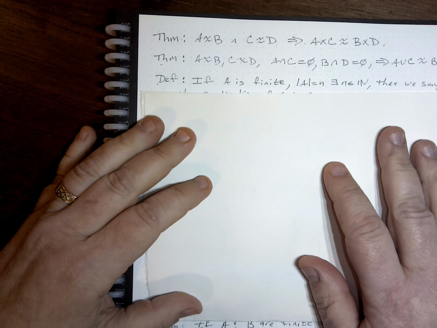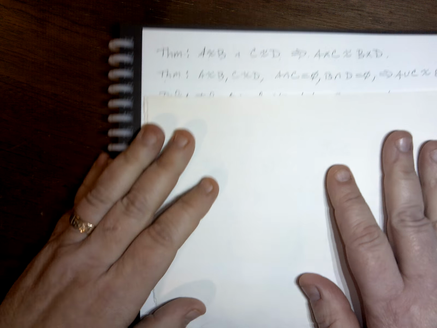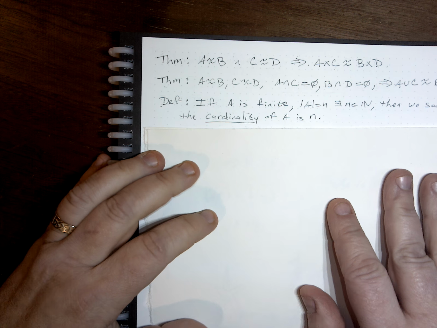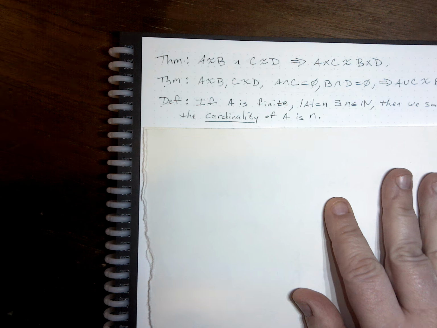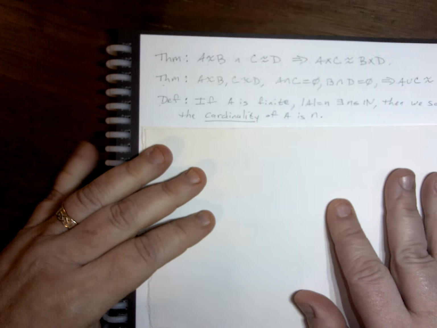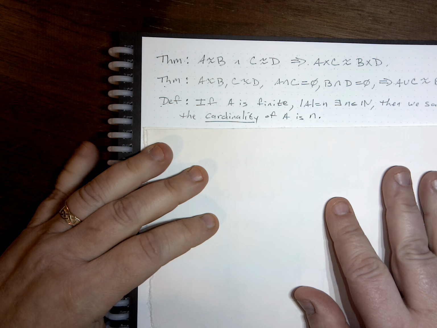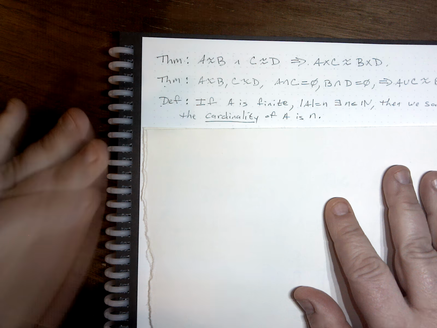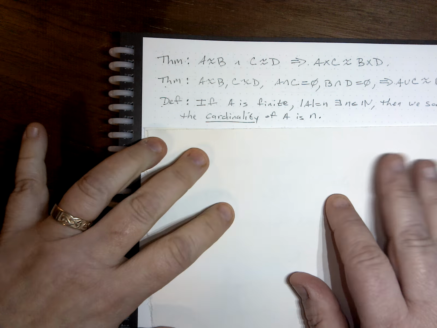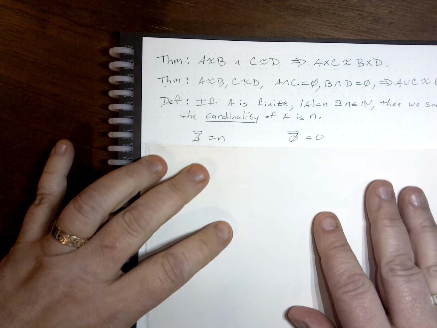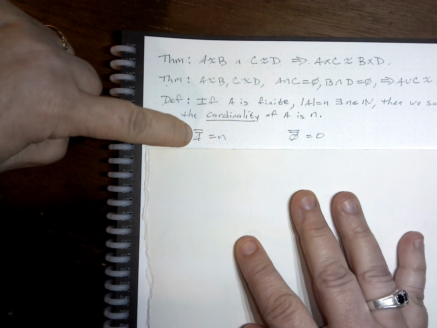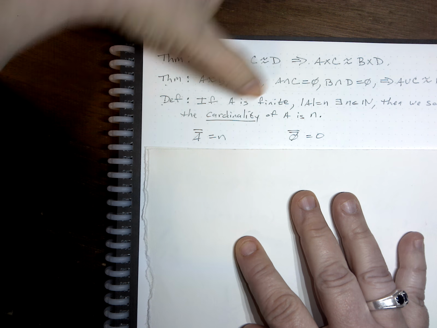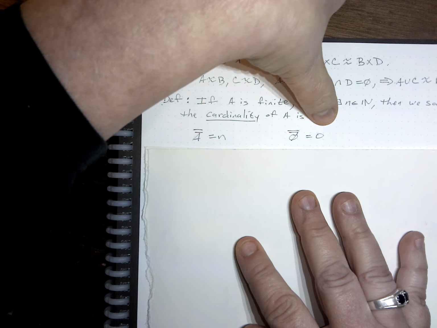So, definition. If A is a finite set, and let's say it has n elements, where n is some natural number, then we say the cardinality of A is n. Cardinality is going to be our way of talking about size when our size gets into infinities, different sizes of infinities. We will denote this with a couple of lines over the set. So this is saying the cardinality of A is n. The cardinality of the empty set is 0.